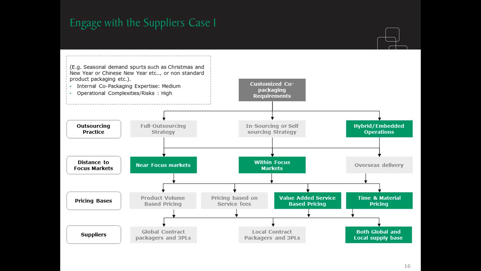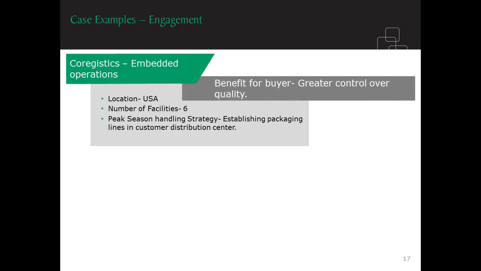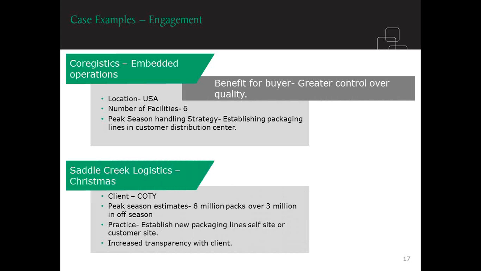For those who are wondering about embedded operations and who provides such an option, there is a supplier in the US named Coregistics. Coregistics has 6 facilities in USA and provides embedded operations to meet peak season demand. Another example for this case would be of Saddle Creek Logistics for one of their clients, Coty.